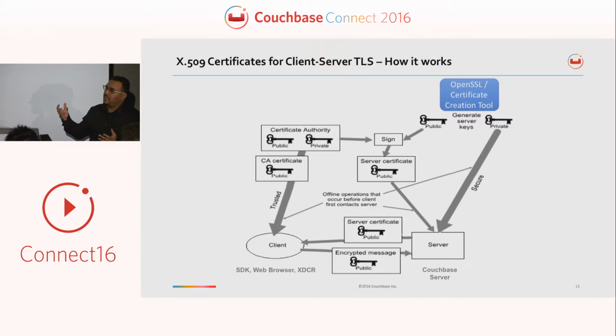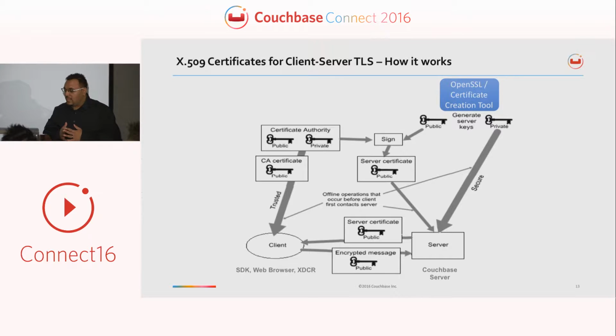You take the public key. The public key is signed by the CA authority, which you bring. You can tie it with your own CA authority, whether internal or external. You sign that public key, create this server certificate, which is in the public form, and also install it on the server.